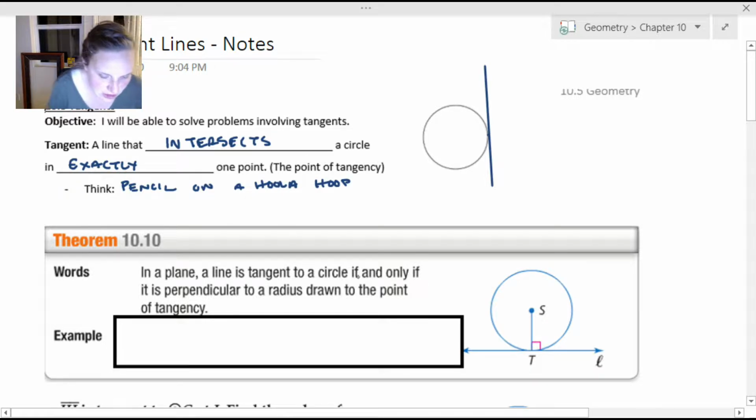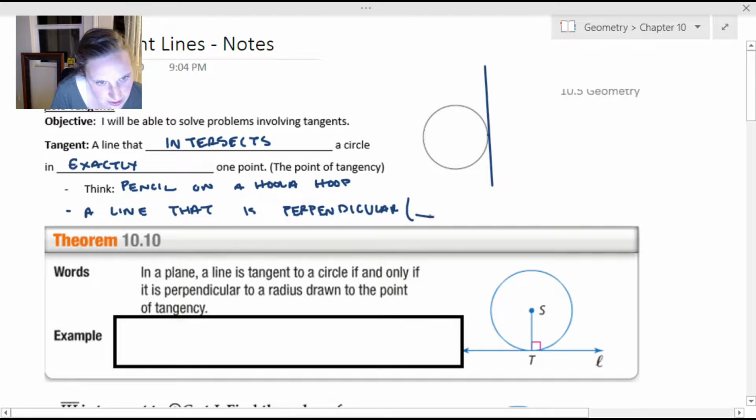And the tangent line is going to be perpendicular to the radius. So it is a line that is perpendicular, or that symbol that we use, the upside down T, to the radius. So a tangent line is going to create a 90-degree angle with the radius.